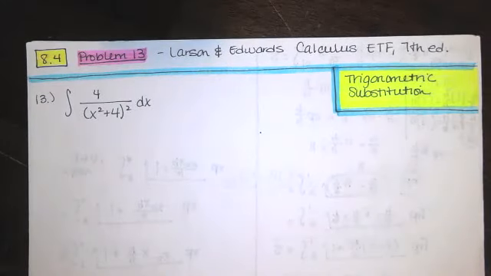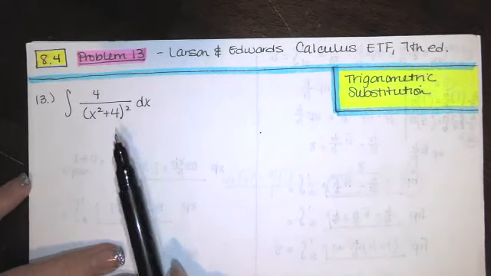In this video, we solve problem 13 from section 8.4 of the Larson and Edwards Calculus Early Transcendental Functions text, 7th edition. This is from the trigonometric substitution section of our text. Now, at this point in the textbook and in the course, we look at this and we say, do I have a basic rule for that?